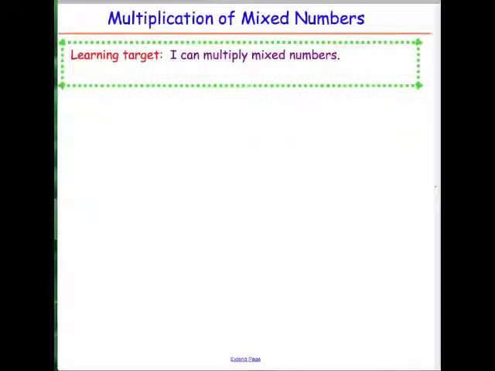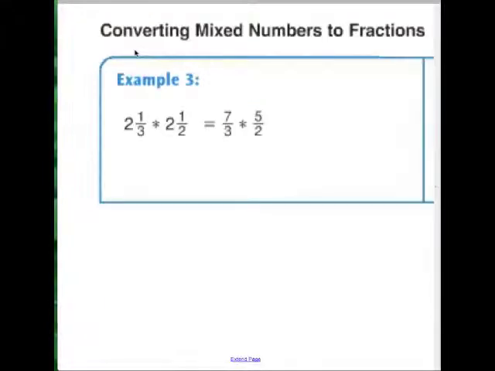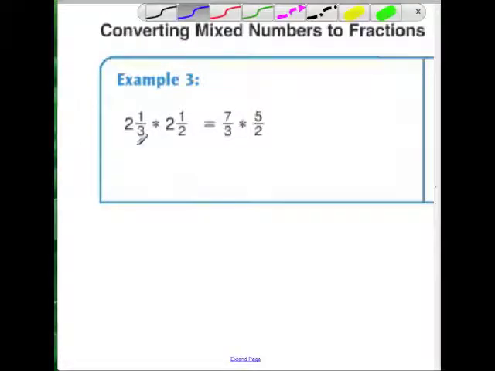For today, our learning target is I can multiply mixed numbers. Let's go ahead and go through a couple practice problems together. Alright, so first, when multiplying mixed numbers, we have to change them to improper fractions before we multiply. So with this example, 2 1/3 times 2 1/2, we first need to change 2 1/3 into an improper fraction.